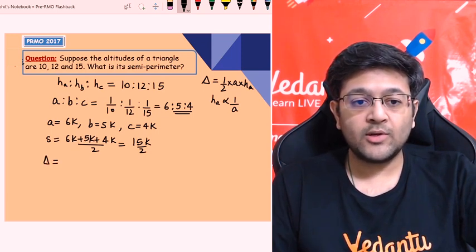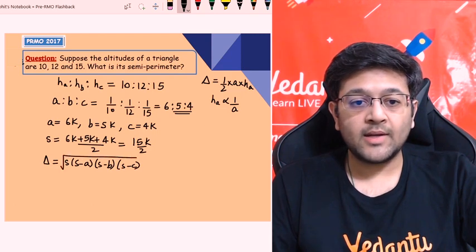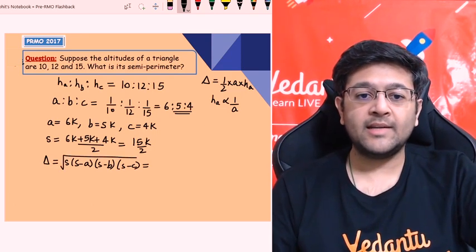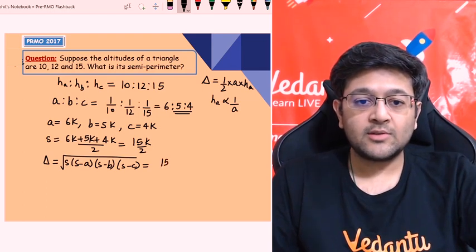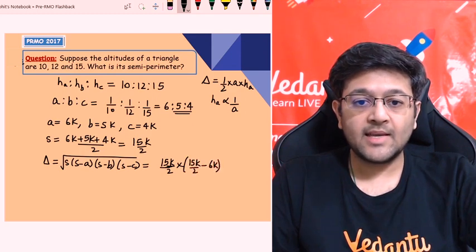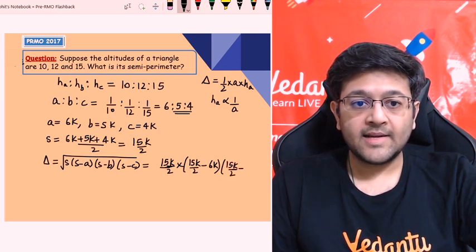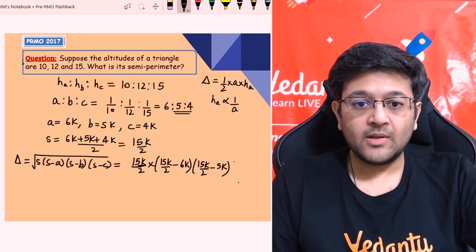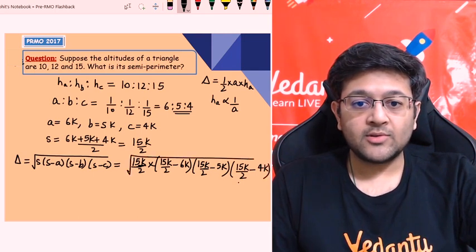So delta is equal to the root of S into (S minus A) into (S minus B) into (S minus C), right? I hope this everyone knows, right? So then using this let's put the values. So 15K by 2 into (15K by 2 minus first side 6K), then (15K by 2 minus second side 5K). Now the third thing will be 15K by 2 minus 4K, right? And under root of this whole term.